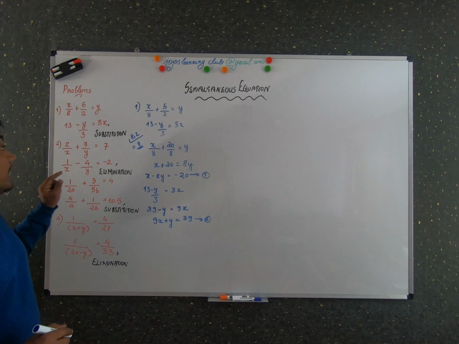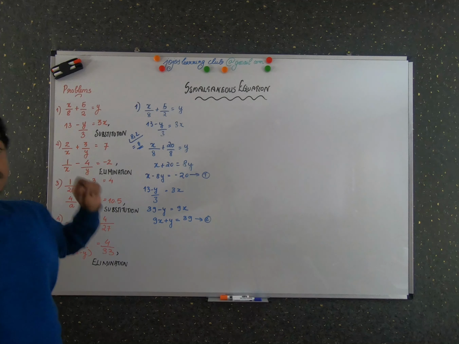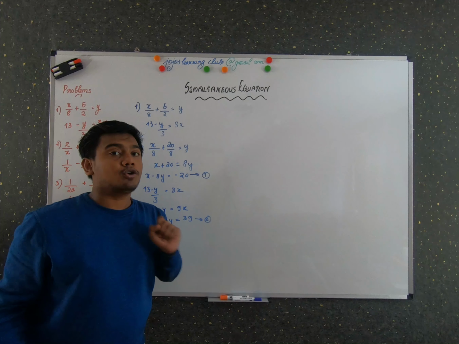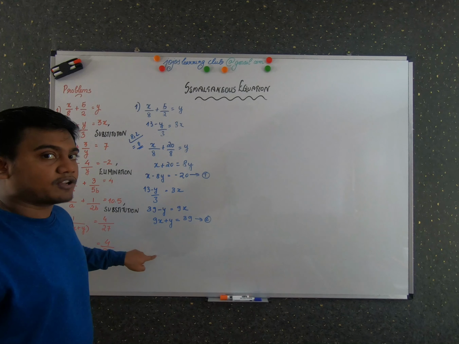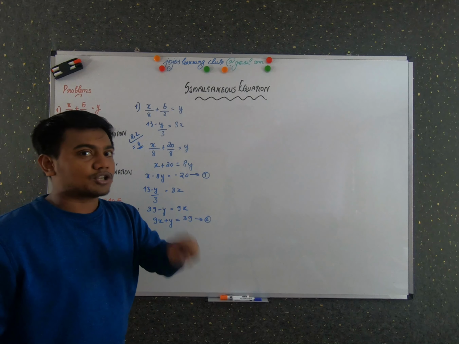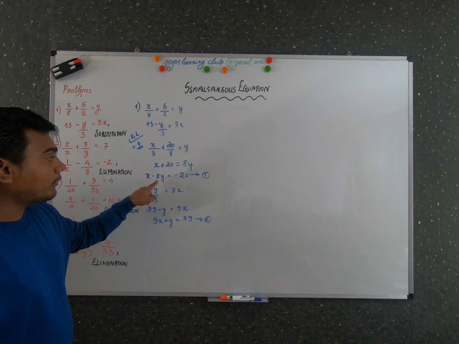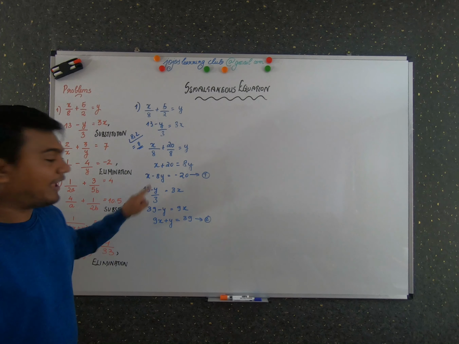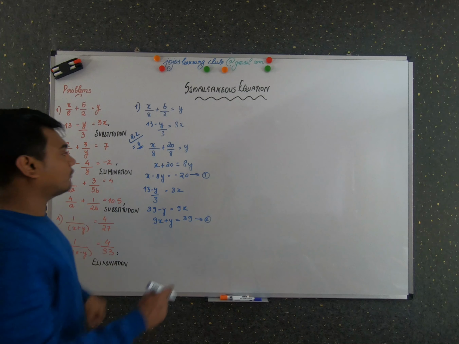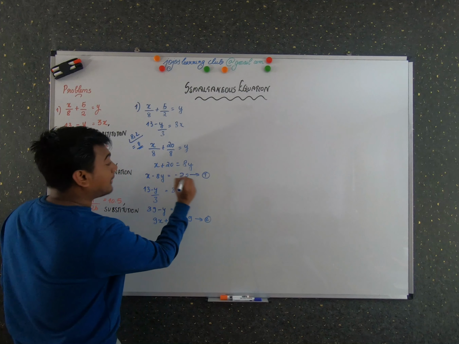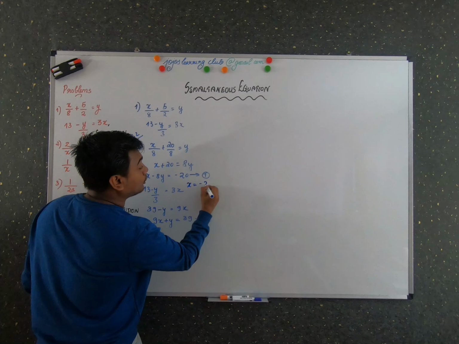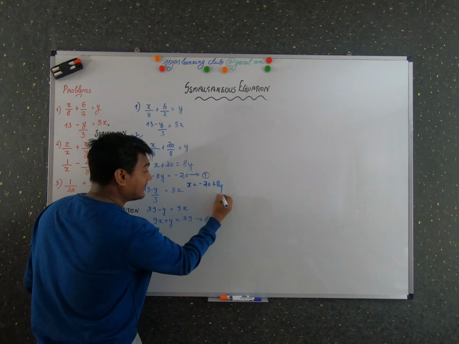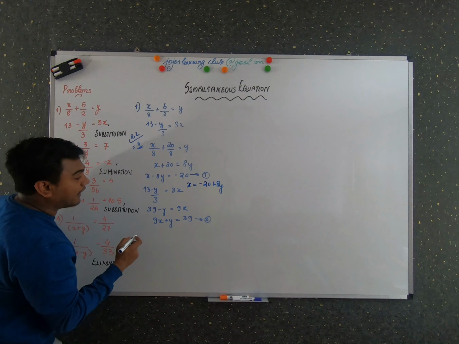What I'm going to do next: in the question it is specified that you have to use the substitution method. For the substitution method, take any of these equations and substitute one equation into the other equation. So I'm going to substitute the value of x into the second equation from equation 1. For that, x minus 8y is equal to minus 20. So what is the value of x? x is equal to minus 20 plus 8y. So I'm going to substitute this value, okay?